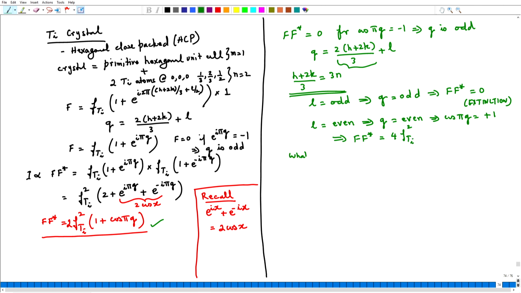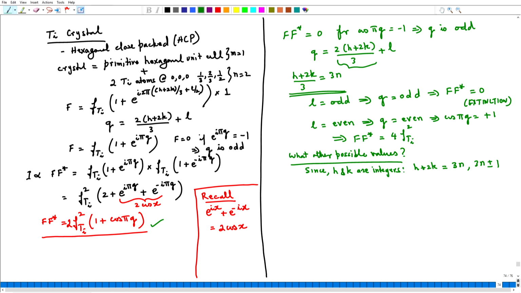Now, what other possible values? So, the other possible values, one should see this first term. Since h and k are integers, h plus 2k can take up being a multiple of 3, or it can take up a multiple of 3 either plus or minus 1.